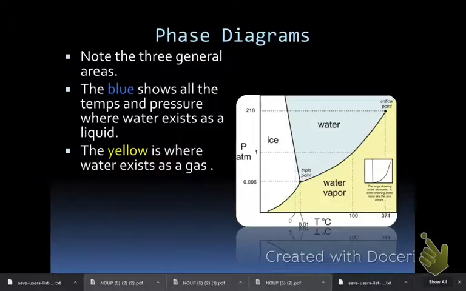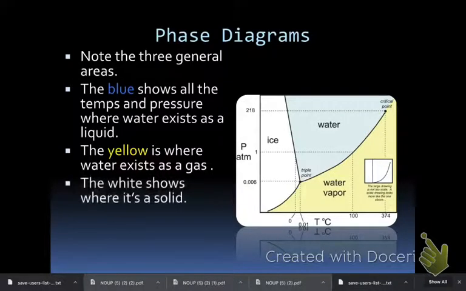The yellow area shows where water exists as a gas, and we would call it water vapor. Remember, vapor and gas, those terms are used interchangeably. They both refer to something in the gaseous state, but a vapor is a liquid at ordinary temperatures that you had to add energy to get it to go into the gaseous state. So water, at ordinary temperatures, exists as a liquid. We have to add kinetic energy to get it to go into the gaseous state. So water is a vapor. Hydrogen, helium, oxygen are gases. And the white shows all the temperatures and pressures where this substance can exist as a solid.